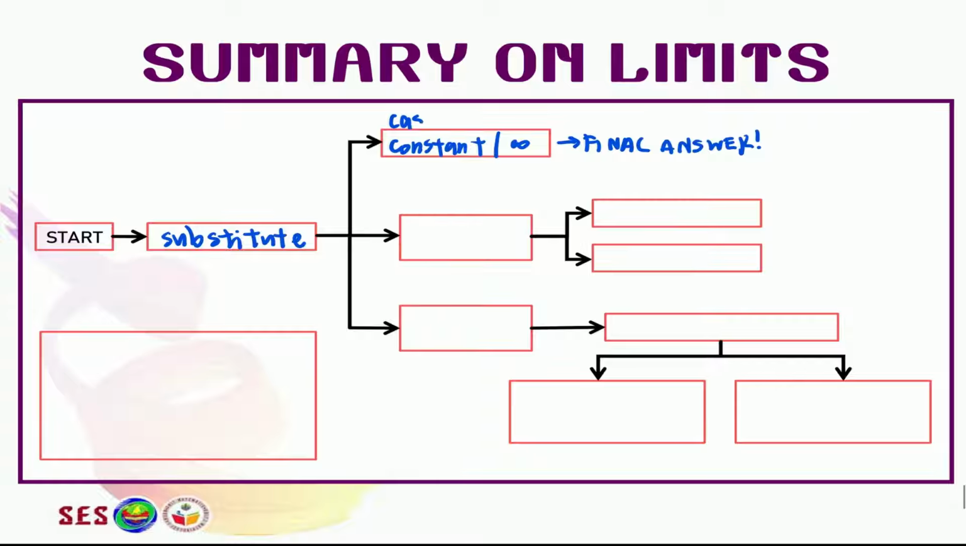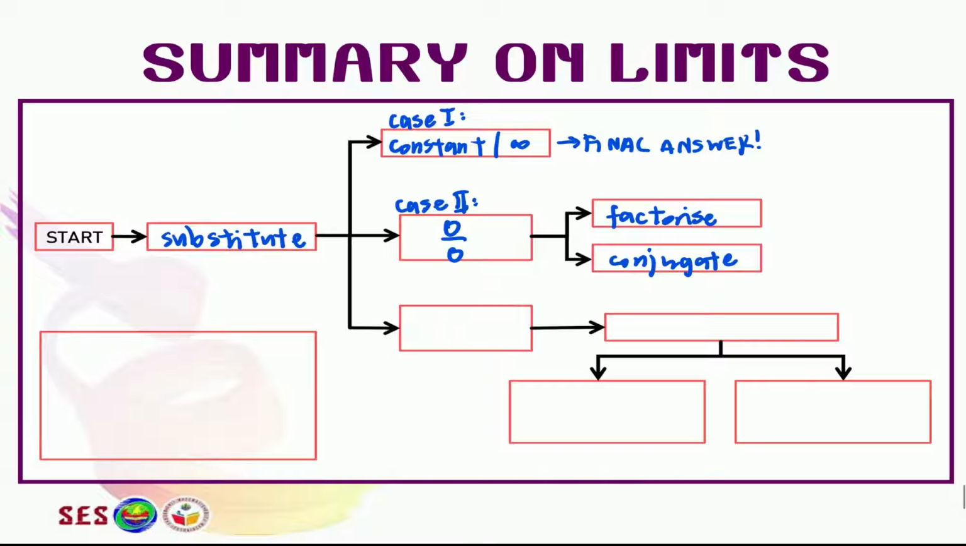Now let's return to our flowchart in the last slide. This is case 1. The second case is special: after we substitute the value of x, we get 0 over 0, just like in the example earlier. There are 2 things that we can do. We could either factorize or conjugate.